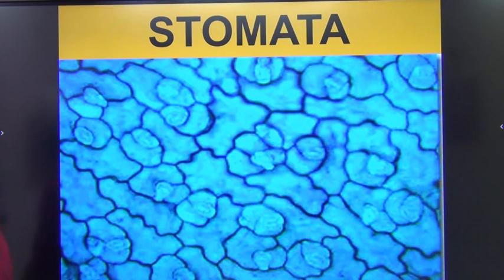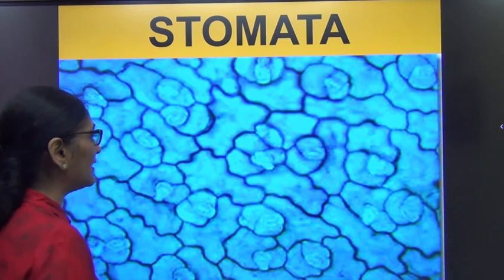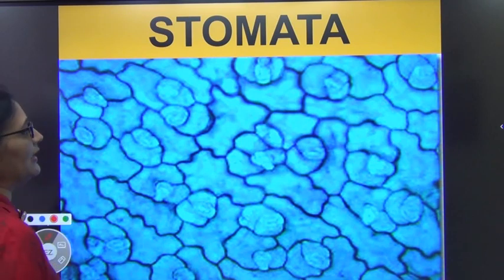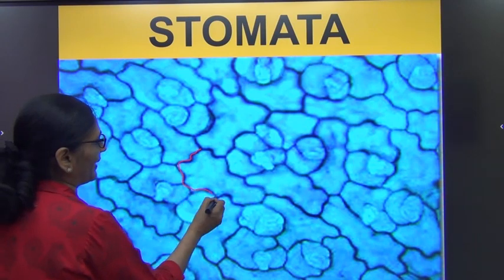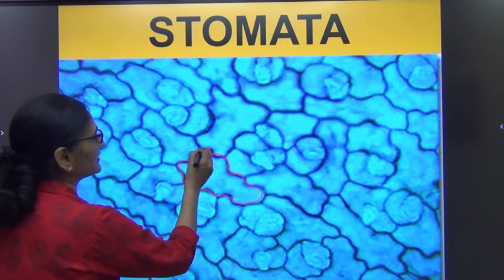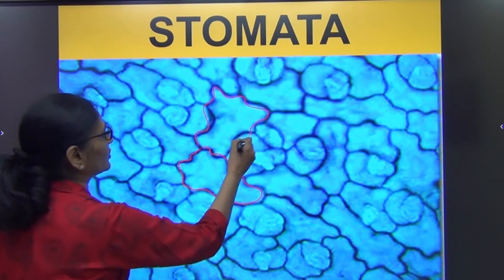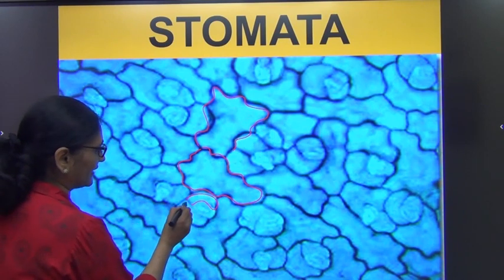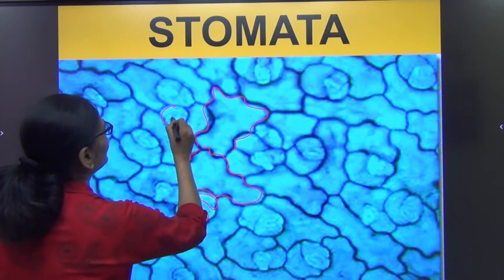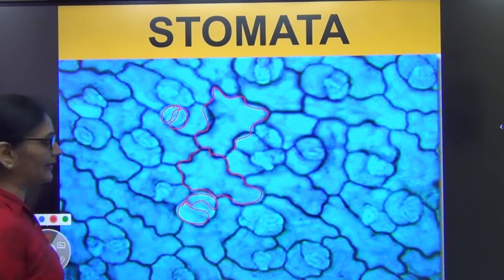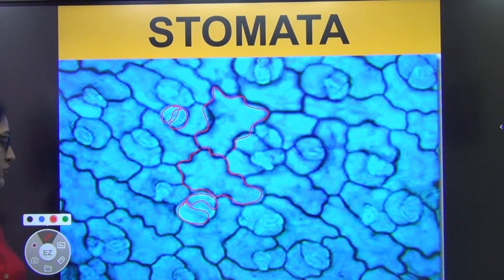Now whatever I have told you, let me show you with the help of a few diagrams. If you look at this diagram, you will see that this is a typical epidermis. It is made up of cells which are compactly arranged without intercellular spaces. See how they are compactly arranged, there is no intercellular space, but some of these cells are a little modified, they are a little kidney shaped, and this is not as clear. I'll show you another diagram. These cells are actually called stomata.